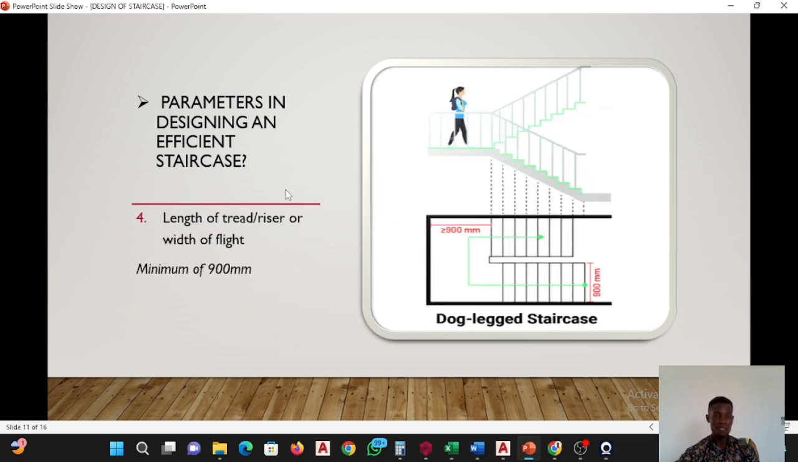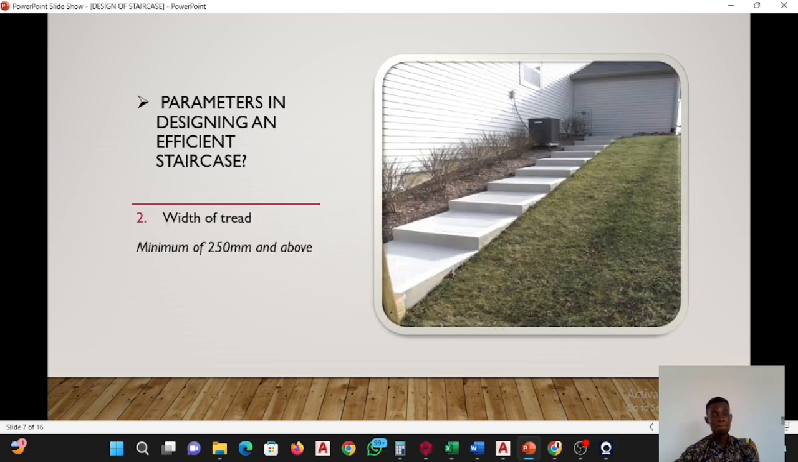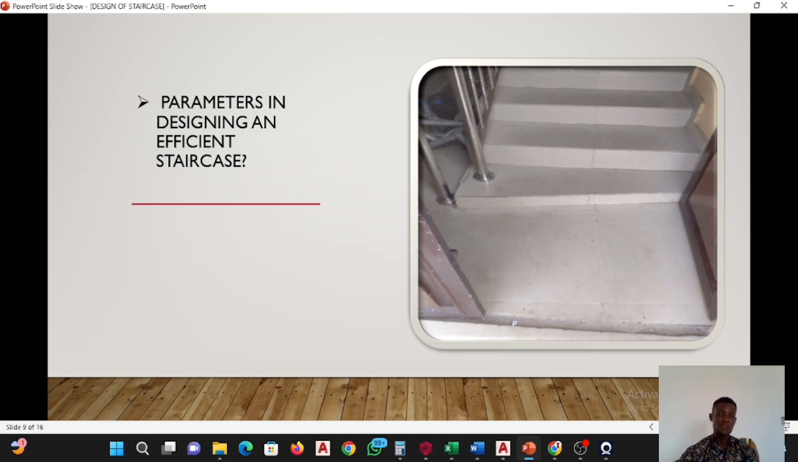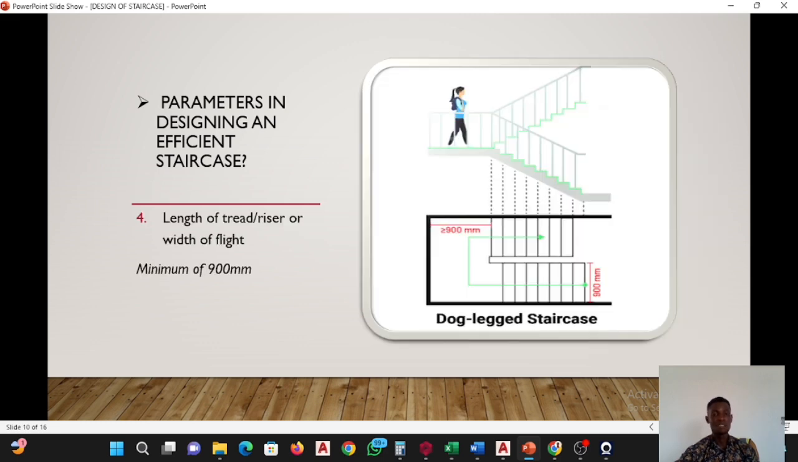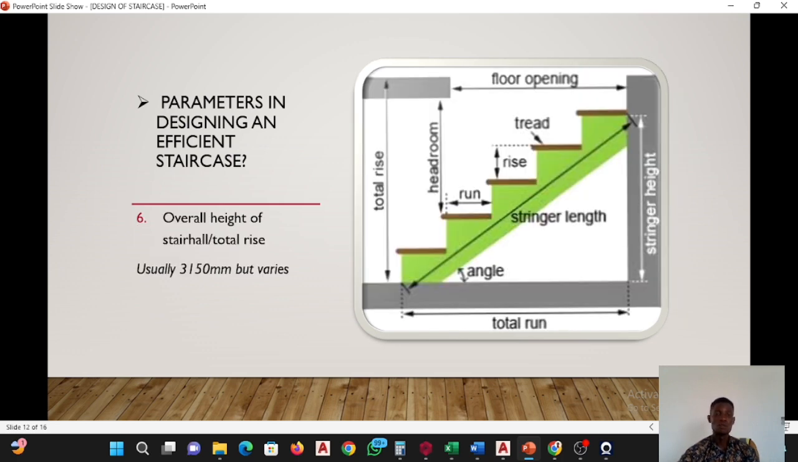So let me go back and take it again. The first parameter I said is height of riser. The second one I said is width of tread. The third one I said is the width of landing, which is a minimum of 900, and the fourth one I said is length of tread, that you can regard as the width of the flight, which is a minimum of 900 mm. The fifth one is length of landing, which I said is a minimum of 1.9. And the sixth one is overall height.